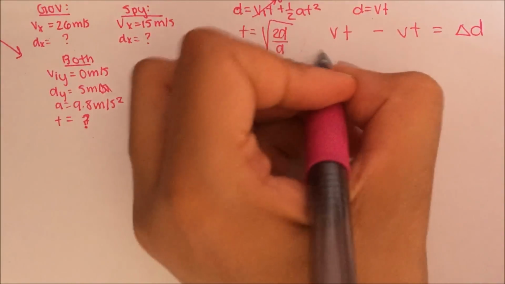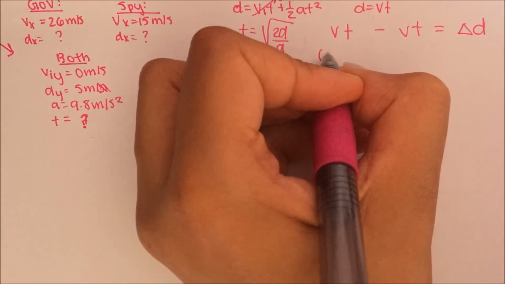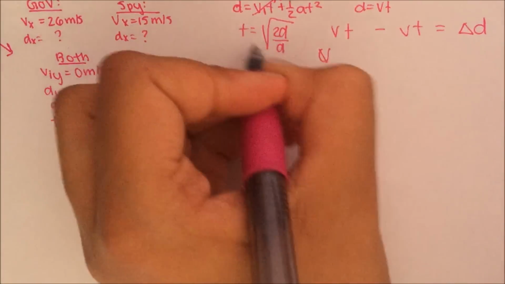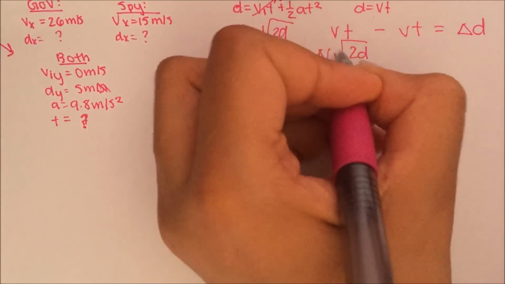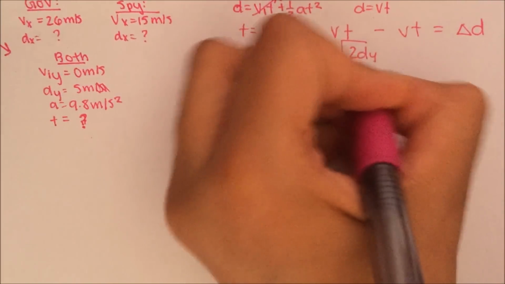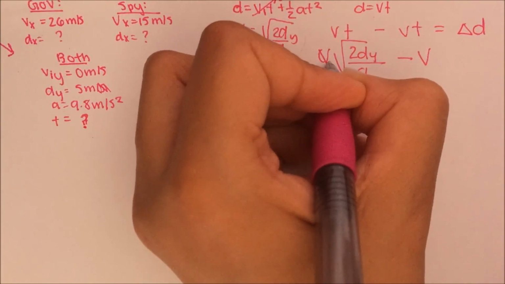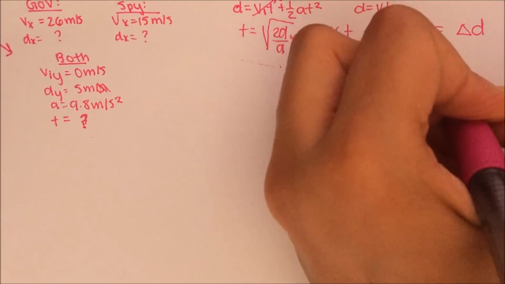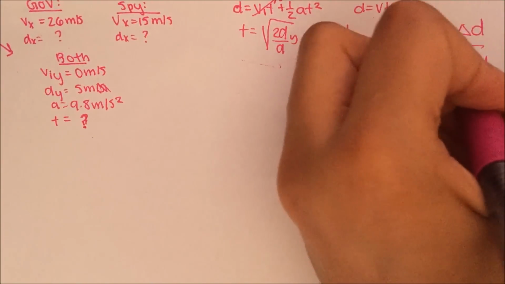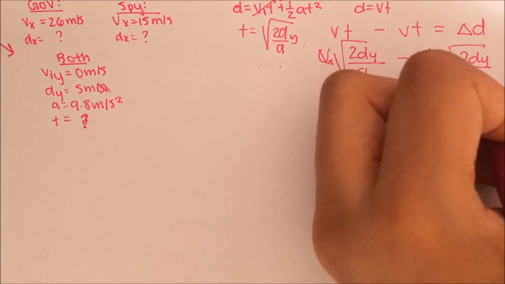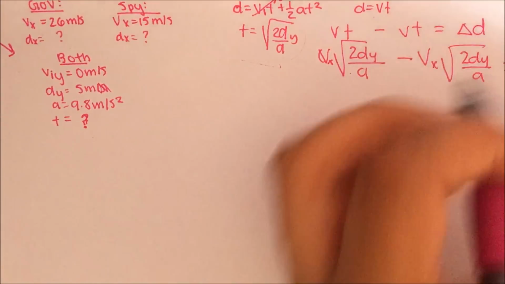The velocity of the government in the x direction times the time, which is the square root of 2 times displacement in the y direction divided by the acceleration, is the velocity, this again is x. Remember, this is our government, this is our spy.